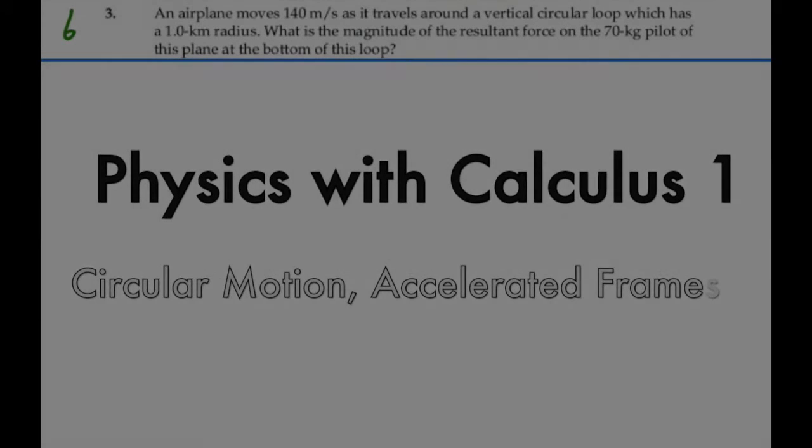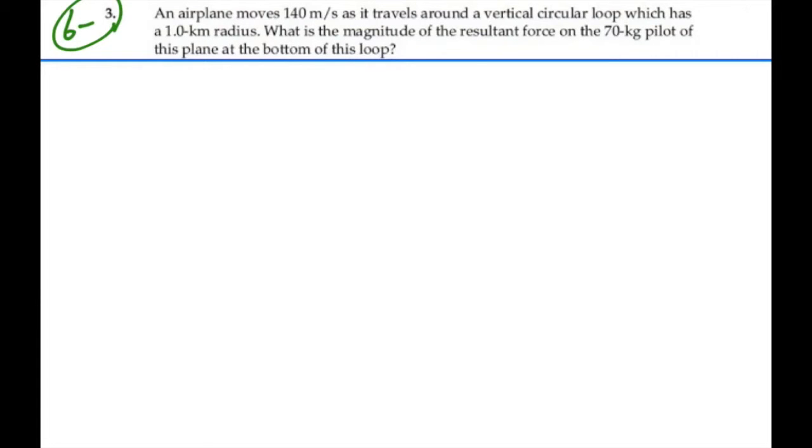Here's problem 6.3. An airplane moves 140 meters per second as it travels around a vertical circular loop which has a 1 kilometer radius. What's the magnitude of the resultant force on the 70 kilogram pilot of the plane at the bottom of this loop?